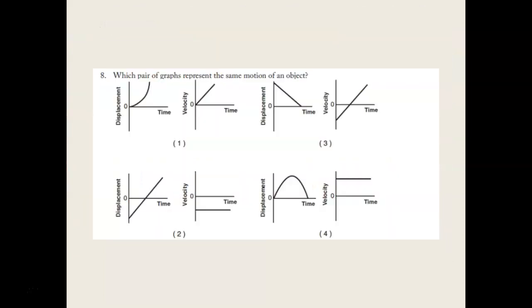So now we're going to use what we just learned to solve some problems. Well, the first thing you need to do is look at the axes. This question is saying, which pair of graphs represents the same motion? Now what they mean by that is you can either have constant velocity or you can have steadily changing velocity or acceleration. So which two graphs both show constant velocity, or which two graphs both show steadily changing speed or acceleration.